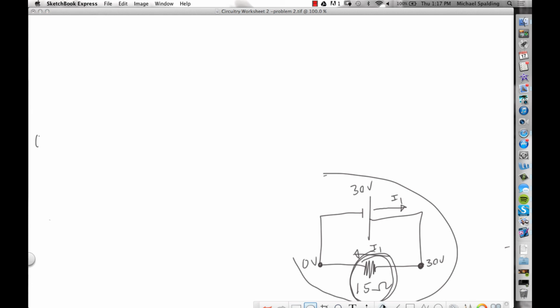So what's the first thing we got to calculate? The power. So you've got these power equations: P equals I delta V, P equals delta V squared over R, and P equals I squared R. I'll give those to you on the quiz. Those are the power equations.